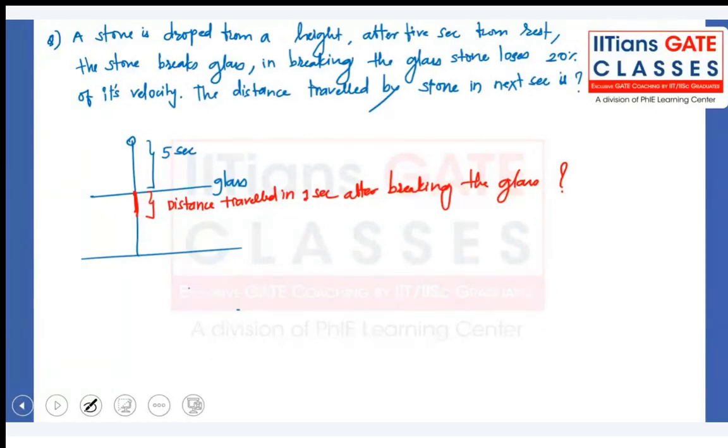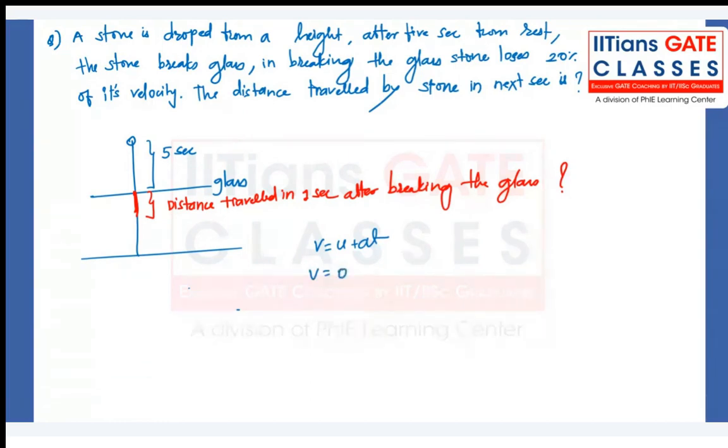So what they have mentioned is after breaking the glass, stone loses 20% of its velocity. So what will be its velocity just before breaking the glass? Okay, so v is equal to u plus at. You can use this equation. Webo, the answer is wrong. So v you have to calculate. u is zero because you can clearly see they are saying after 5 seconds from rest.